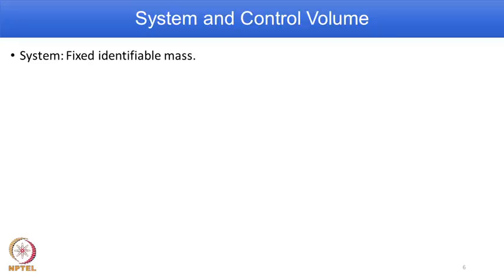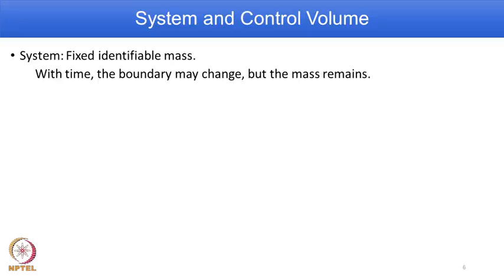System is basically related to a fixed identifiable mass. So with time the boundary may change, but the mass remains. The boundary which contains that mass may change, but the quantity of mass remains the same. So across the boundary you can have work or energy transfer.